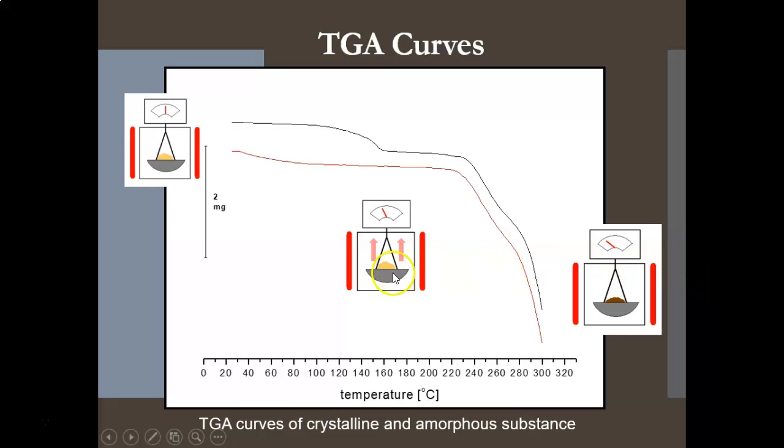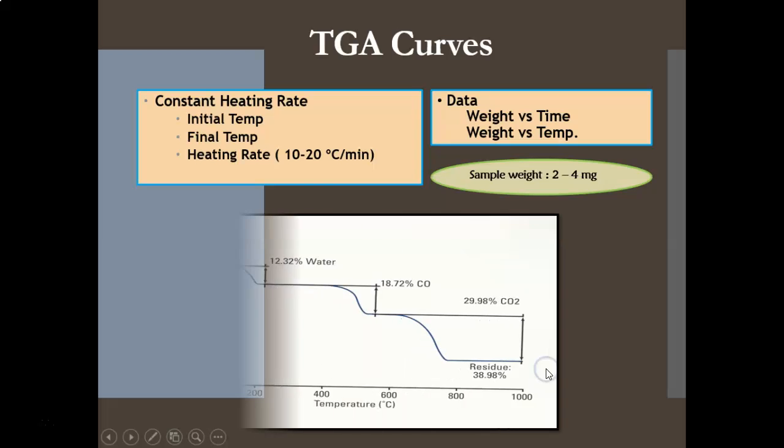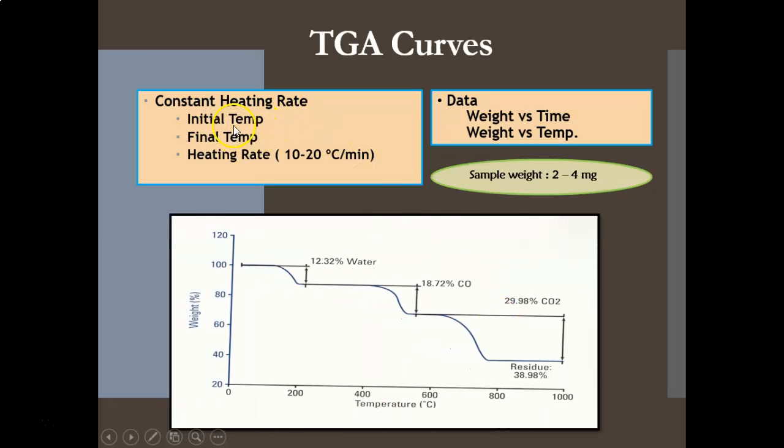This is an example of a TGA curve. We can see that the first sample is 2 milligrams, and after the burning process, we can see that it starts to degrade at 300 degrees C. You need to set a constant heating rate on the instrument, for example the initial temperature, the final temperature, and also the heating rate, for example 10 to 20 degrees C per minute. And the data is weight over time or weight over temperature.